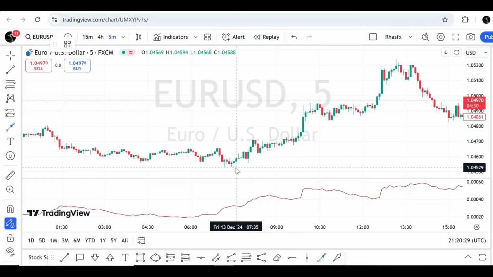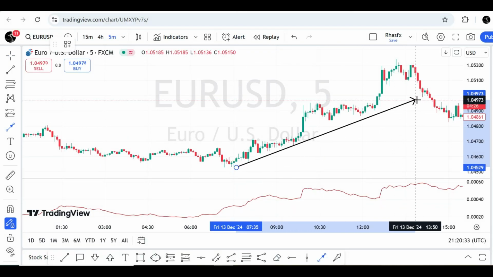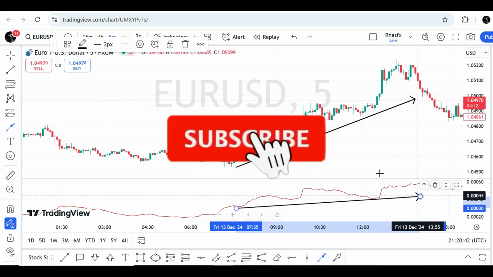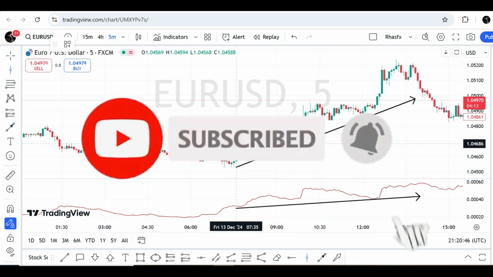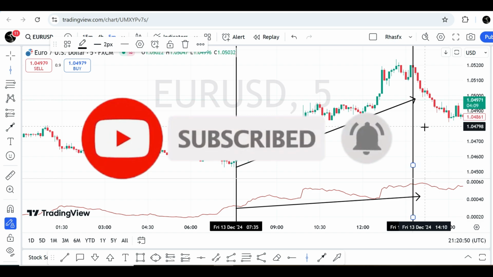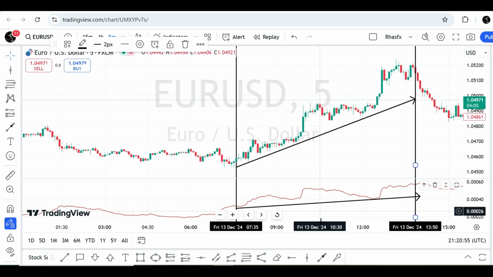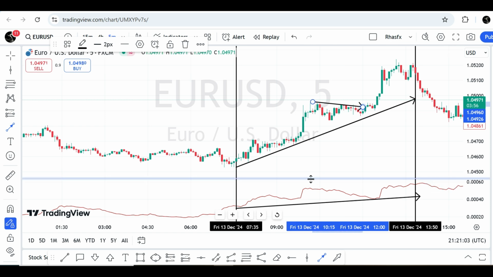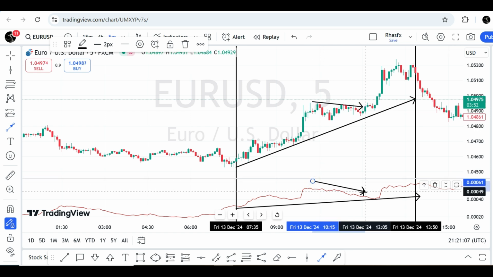The average true range is an essential tool for traders aiming to understand and manage market volatility. By incorporating ATR into your trading strategy, you can make more informed decisions, manage risk effectively, and improve your overall performance. Whether you're a beginner or an experienced trader, mastering ATR can provide you with a significant edge in the market.